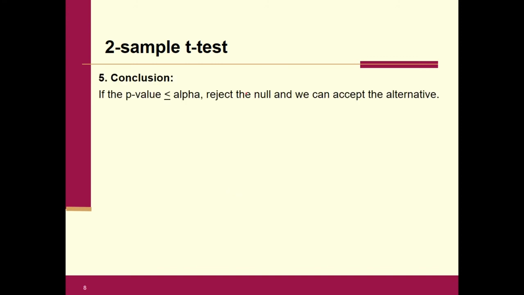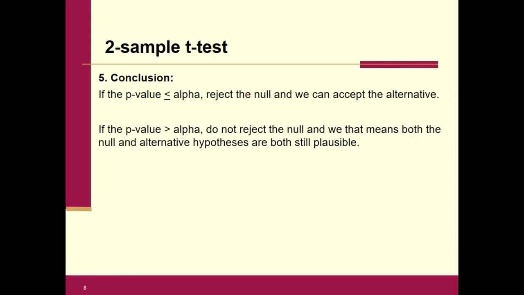Conclusion. Same as always, right? If the p-value is less than alpha, the significance level, we reject. If it's greater than alpha, do not reject. And remember what that means is that both the null and the alternative are still very plausible. Just about every possible scenario is still plausible at that point.